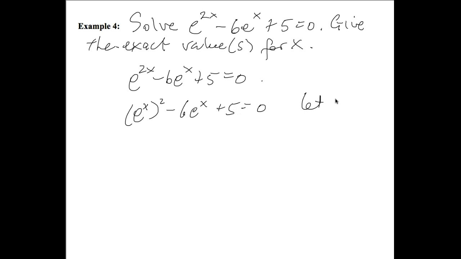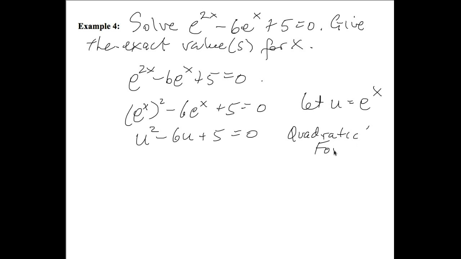And if I let u equal e to the x, then what I really have is u squared minus 6u plus 5 equals 0. This is a quadratic form, which we did earlier in the course, just that it's in e's. So we need to look at factoring this, and we can see that negative 1 and negative 5 work. Make sure you FOIL it out to make sure it works. U squared minus 5u minus u is minus 6u plus 5, so that's true.